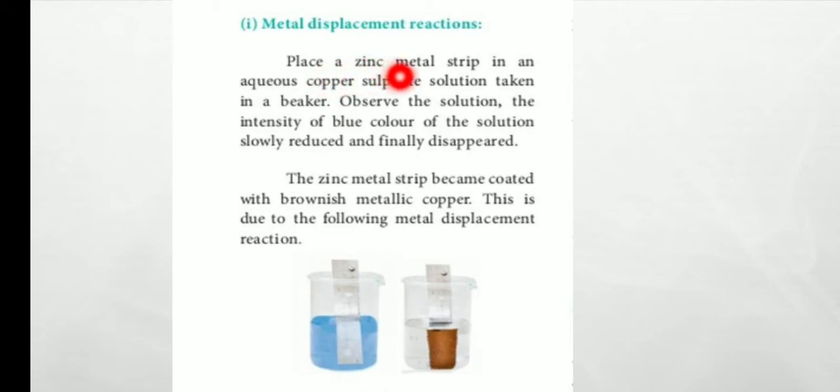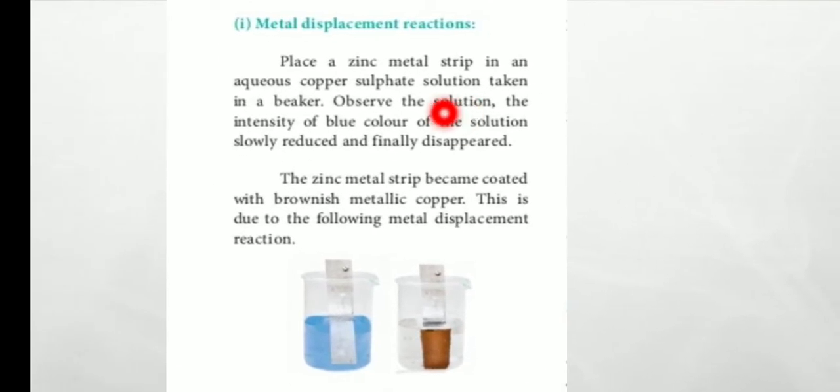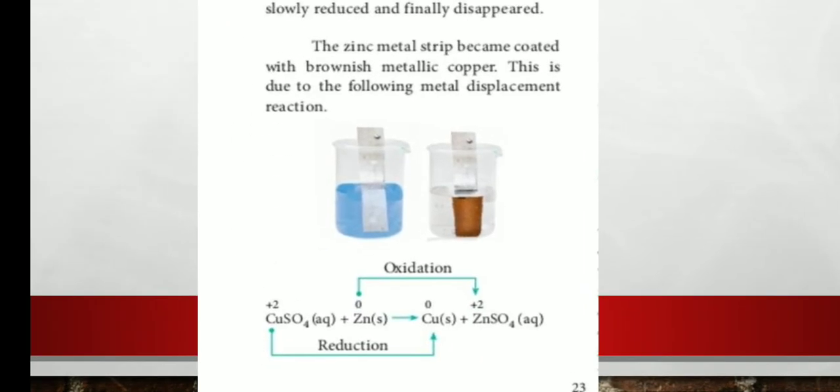Place a zinc metal strip in an aqueous copper sulfate solution. So blue color is the aqueous copper sulfate solution taken in a beaker. Observe the solution. The intensity of blue color of the solution slowly reduced and finally disappeared. The zinc metal strip became coated with brownish metallic copper. This is due to the following metal displacement reaction.